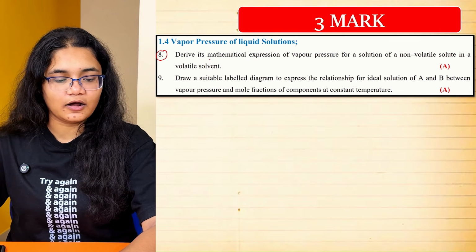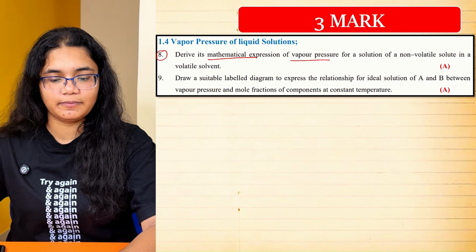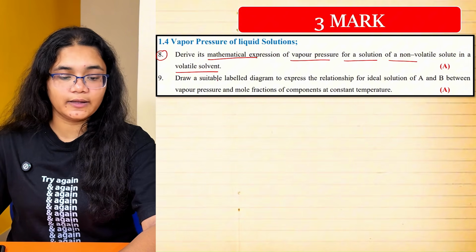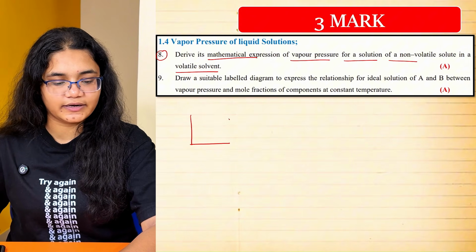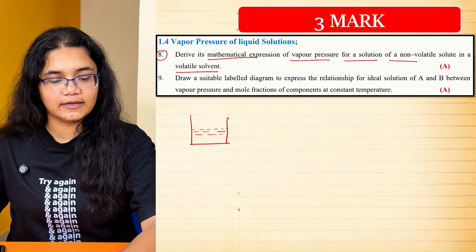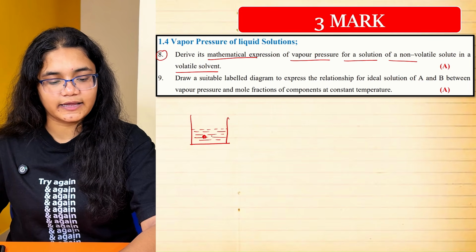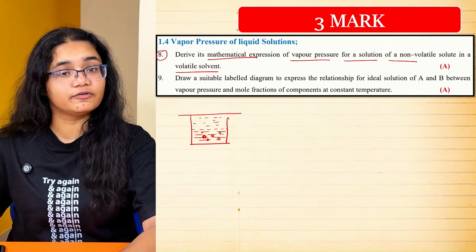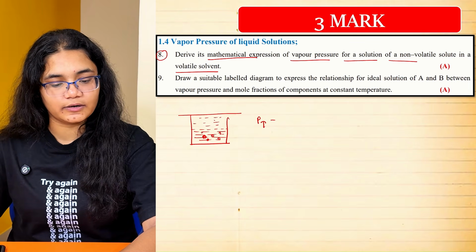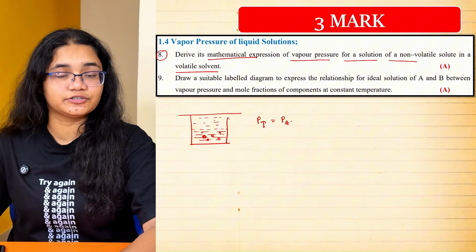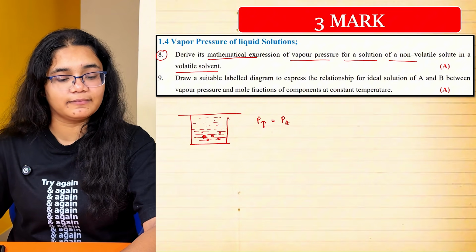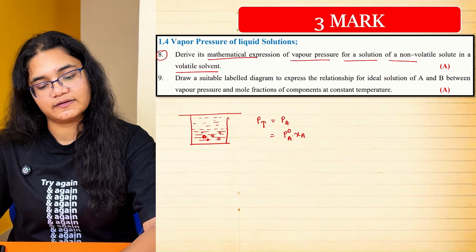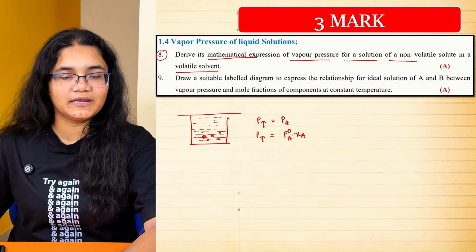Next, question number 8. Derive the mathematical expression of vapor pressure for a solution of a non-volatile solute in a volatile solvent. Okay, so what is the vapor pressure? If you have a solvent and a non-volatile solute, the vapors will be created from the volatile solvent. So I can write that P total is equal to the partial pressure of A. Why? Because B is not evaporating, B is a non-volatile solute. So P total equals PA, and PA can be written as P naught A into XA. So P total will be equal to P naught A XA.